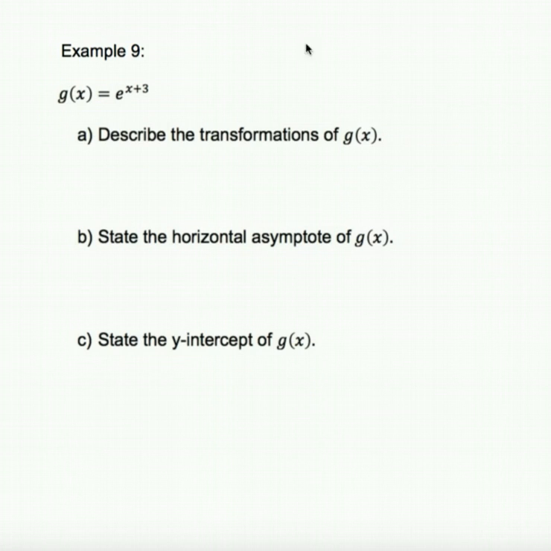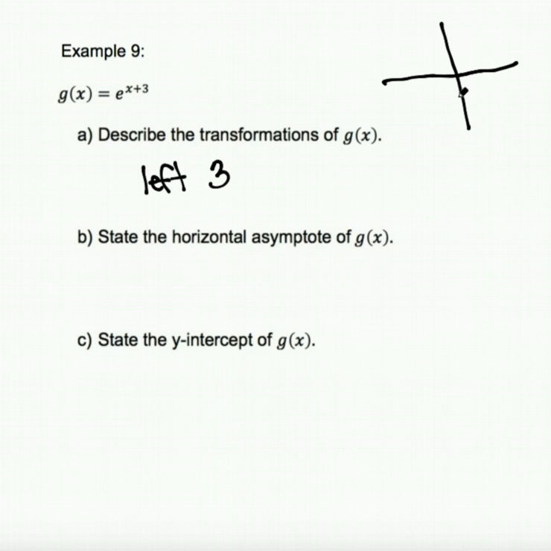Now we know that e to the x is an exponential growth function. So what is this plus 3 doing? Well, this plus 3 is inside the power, and we know that if we're adding on the inside, that's going to shift my graph to the left. So this graph is going to the left 3. Now it doesn't ask us to graph it, but we know that visually graphing it will help us find the horizontal asymptote and the y-intercept.